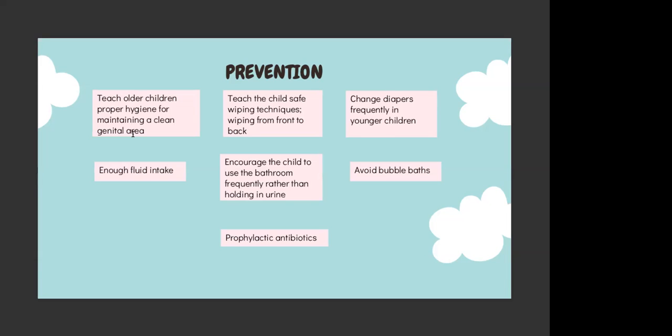Next, in younger children, parents should change the diapers frequently. Drinking water helps to dilute urine. They should urinate more frequently, allowing the bacteria to flush from the urinary tract before an infection can begin. Next is to encourage the children to use the bathroom frequently rather than holding in urine. And next is to avoid bubble bath that can irritate the genitals and urethra. And the last one is prophylactic antibiotics, and this will be discussed later.